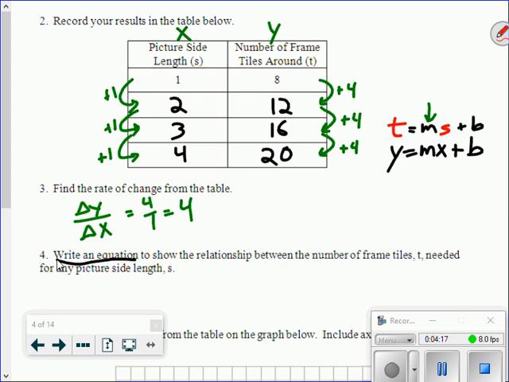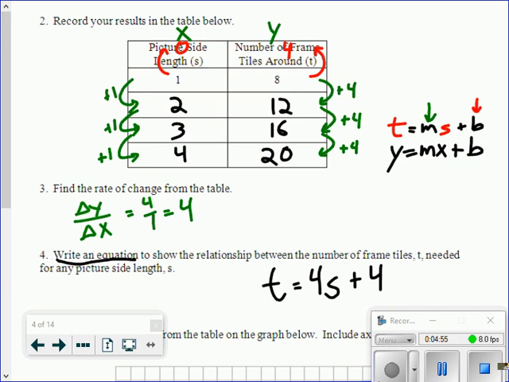And it doesn't really make sense to have a picture of size 0, but if I went backwards to 0, what would that go backwards to? And that would represent my y-intercept. So instead of adding 4, we'd subtract 4. And that would give us the equation t equals 4s plus 4. And the last thing on this page of the activity is we need to graph this equation. So right now we need to figure out our scaling on the x and y axis and to label it.